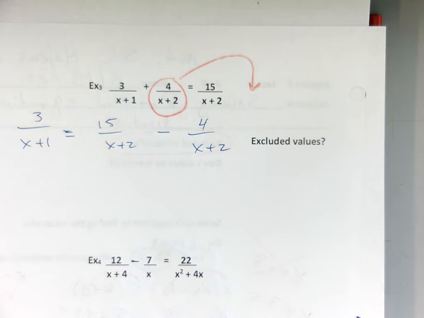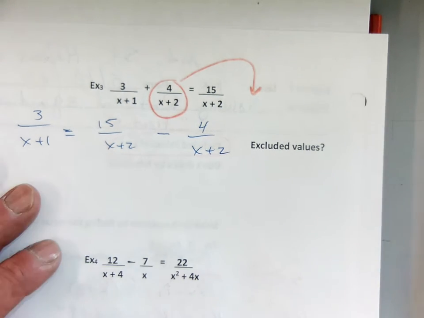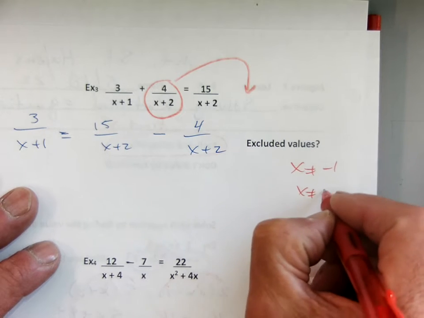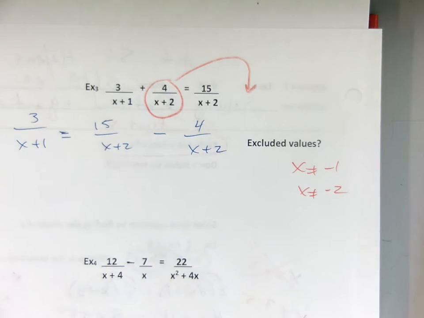Lucy, what's negative 1 plus 1? Yeah, can't be negative 1. Lucy, what's negative 2 plus 2? 0. So my excluded values are negative 1 and negative 2, aren't they, right? Yeah. Thanks, Lucy. I'll keep you engaged. So we know for sure x cannot equal negative 1 and x cannot equal negative 2, okay? So if I get that answer, then I have to throw it out.